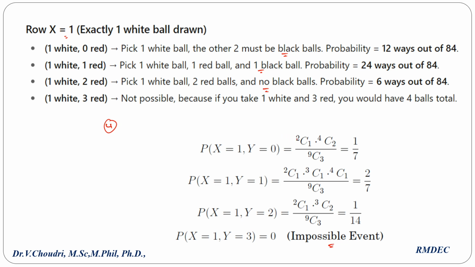So for 1 white ball, we take 2 of the 4 black balls, divided by the total of 9 choose 3. On simplification this is 1 by 7. Like that here and here.